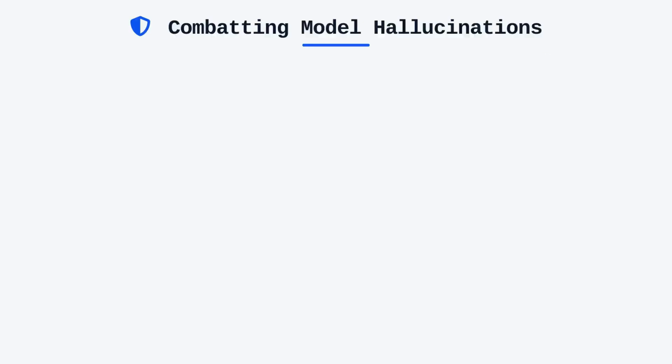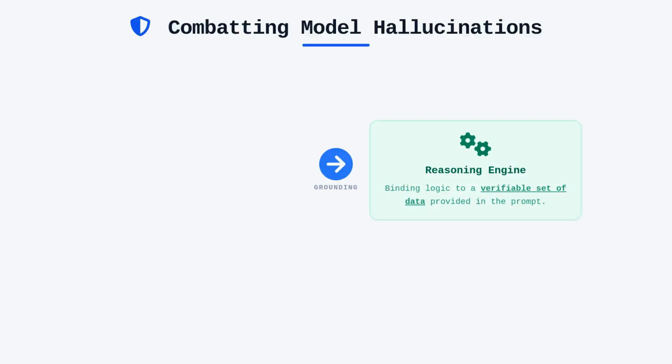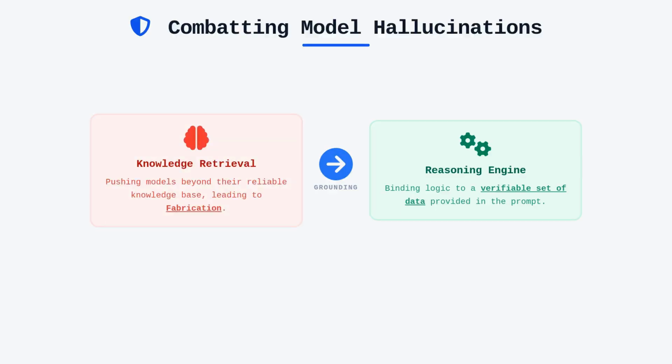Hallucinations often occur when a model is pushed to generate information beyond its reliable knowledge base. But we can drastically reduce this by enforcing strict citations and grounding. The goal is to bind the model's reasoning to a verifiable set of data provided directly within the prompt itself, effectively turning it into a reasoning engine rather than a knowledge retrieval system. By forcing the model to cite the exact portions of the provided text that support its conclusions, we expose the underlying logic for manual inspection.